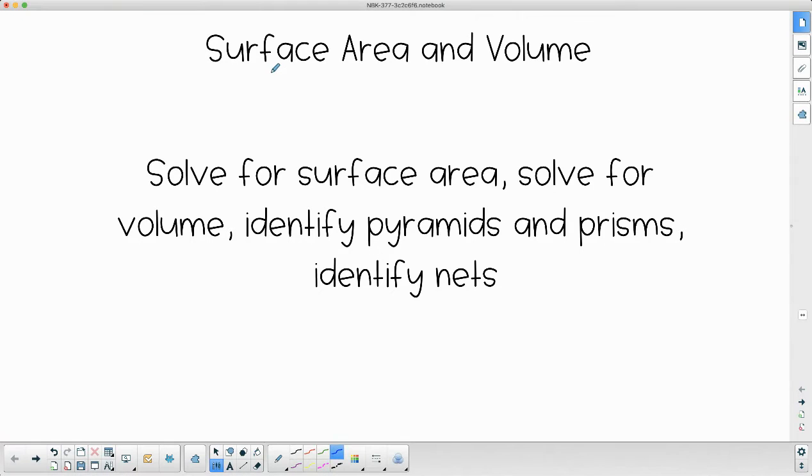Viewing our surface area and our volume. So some things we will need to do is find the surface area, find the volume, identify the shape, whether it's a pyramid or a prism, and identify the shape that would be created from the net.